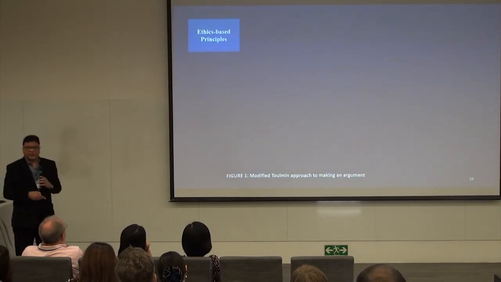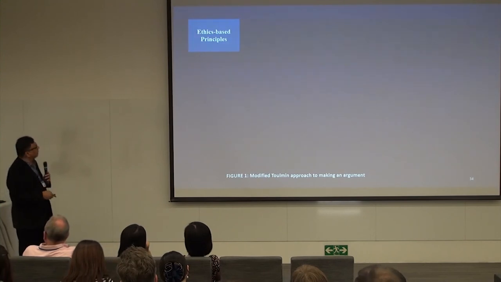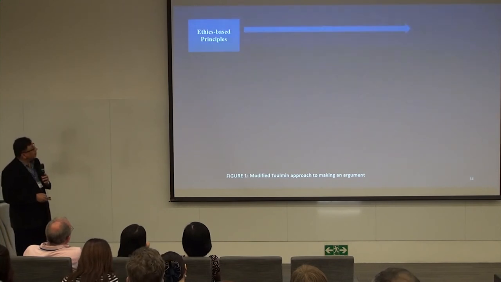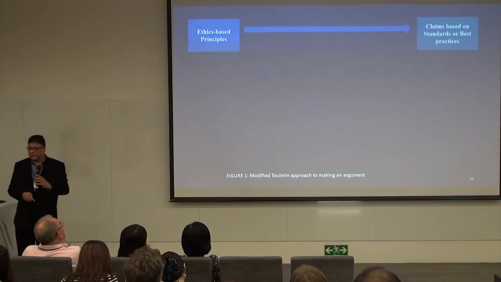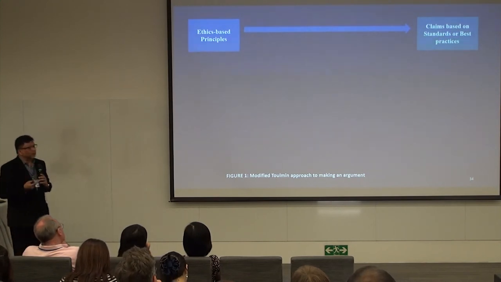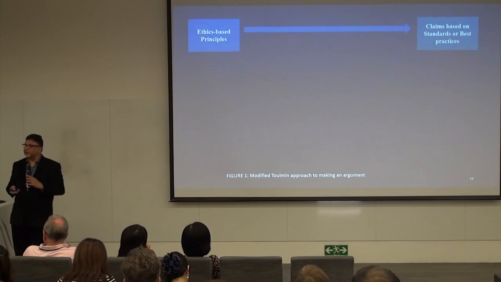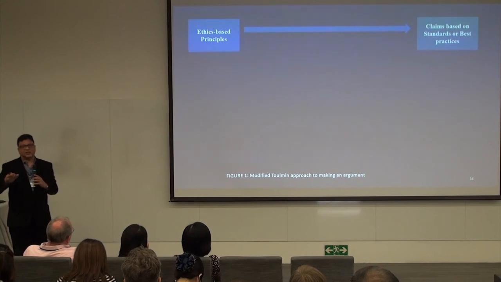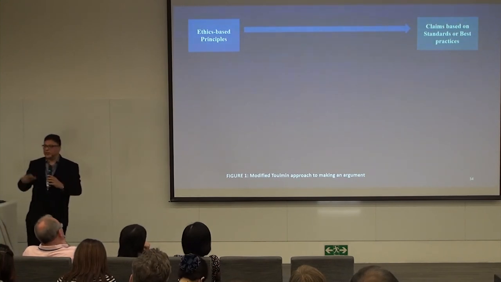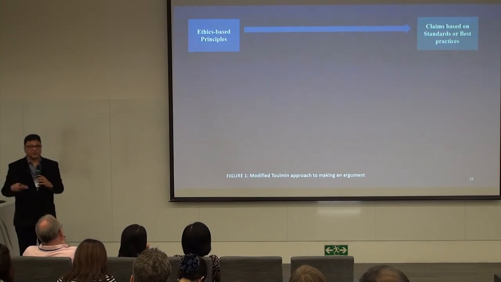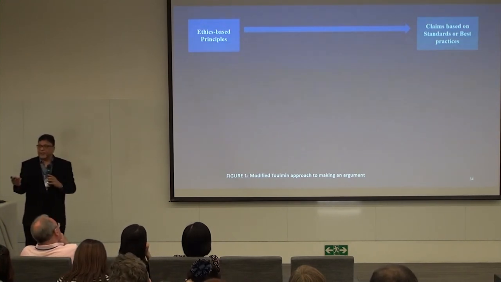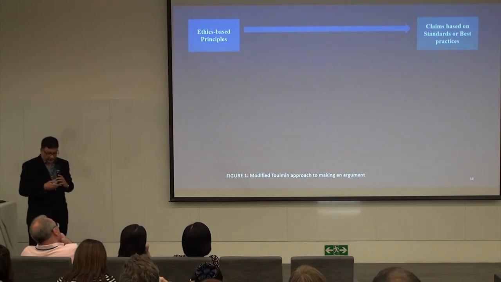So here's a diagrammatic approach to how this can be done. If you develop your ethics-based principles, this can lead to what we generally call claims. Claims are what every test designer or every test makes implicitly or explicitly. That is, we say, my test is valid, my test is reliable, my test is fair, my test has beneficial consequences, and my test has appropriate accommodations for people with disability and so forth. So in many cases, it's implicit. It's not explicitly stated, but it could be explicitly stated as well.